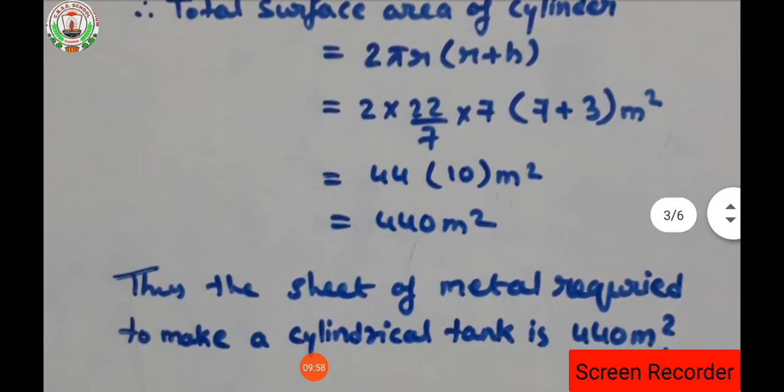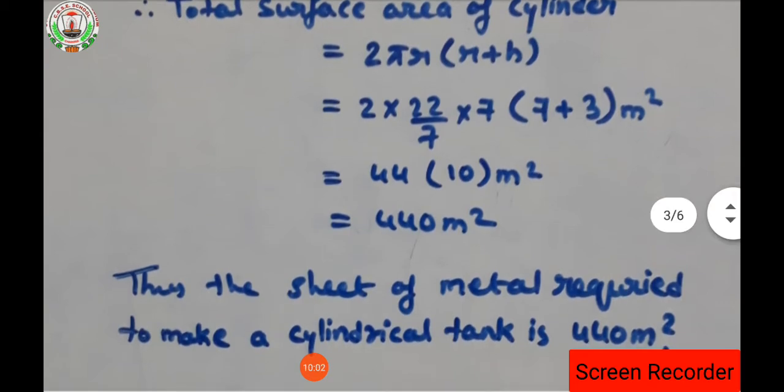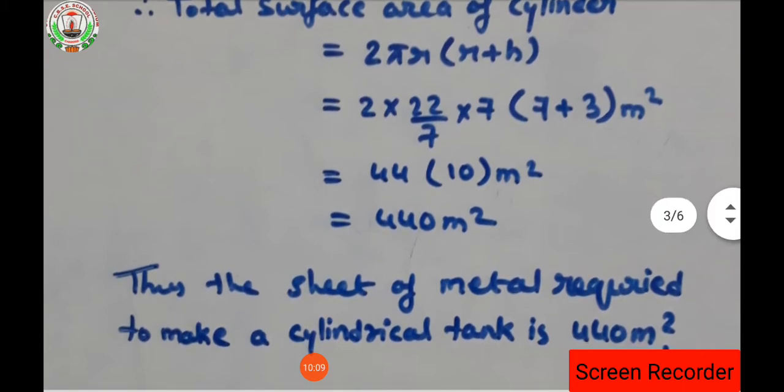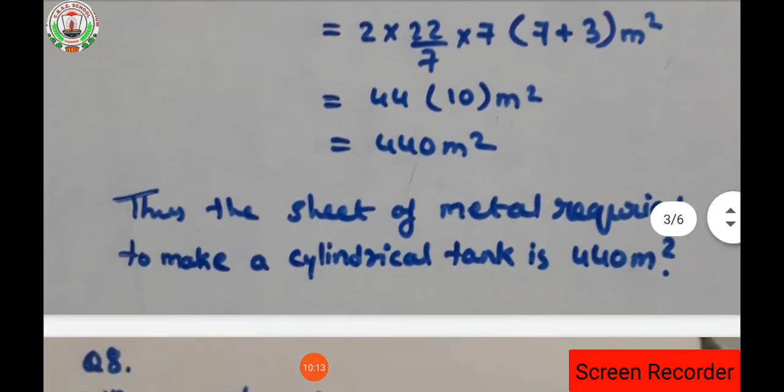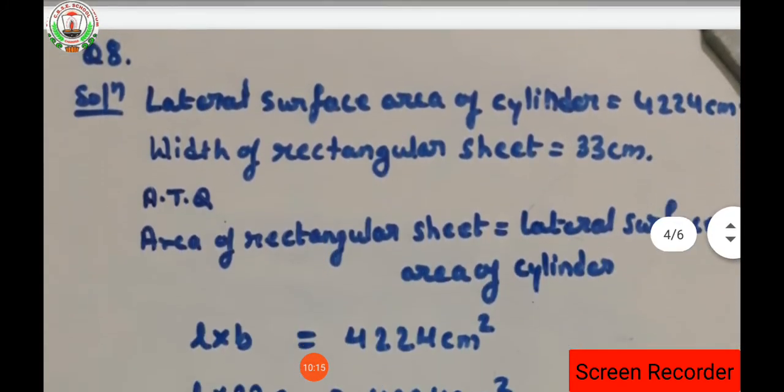So such a metal sheet is required, that means 440 meter square metal sheet is required to make a cylindrical tank of radius 7 meter and height 3 meter. Clear everyone? Now question number 8.